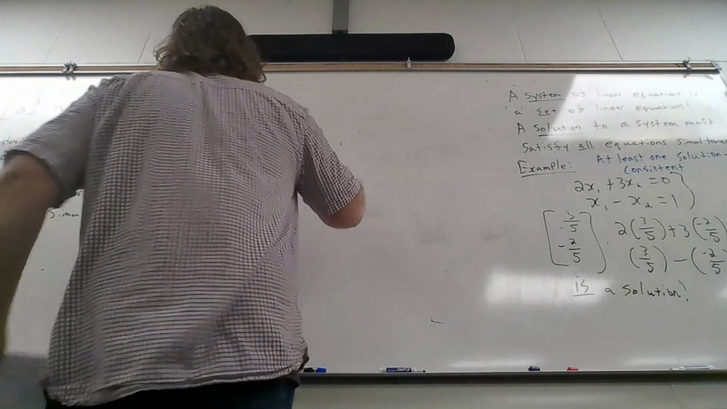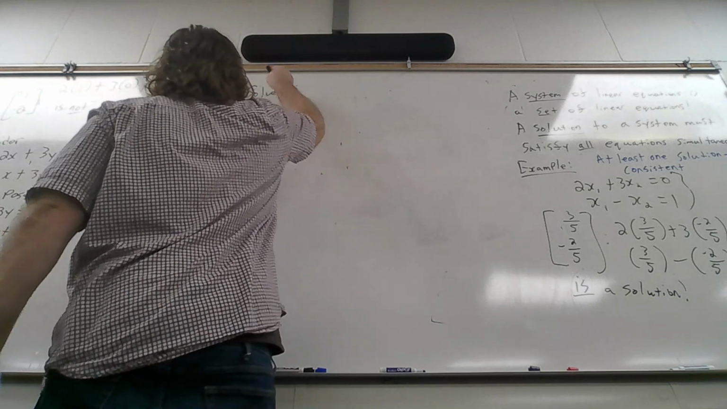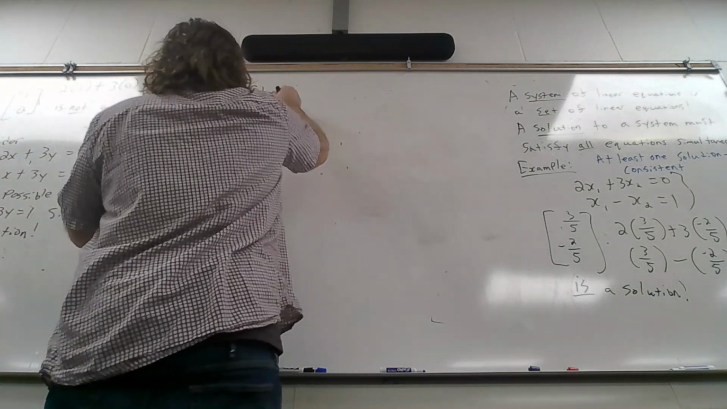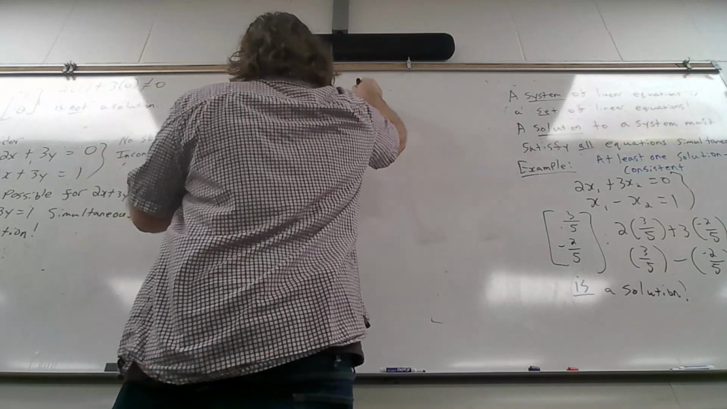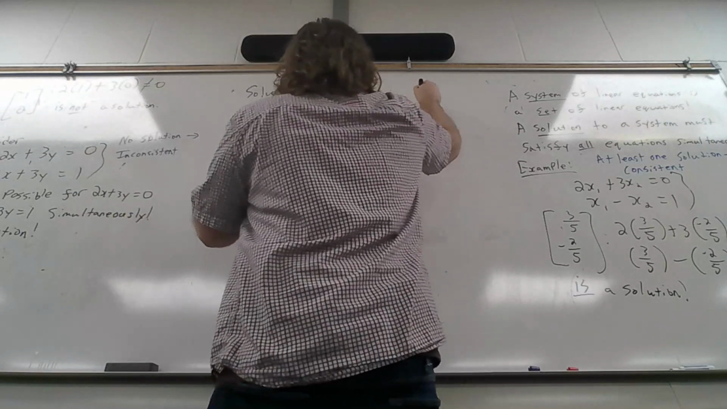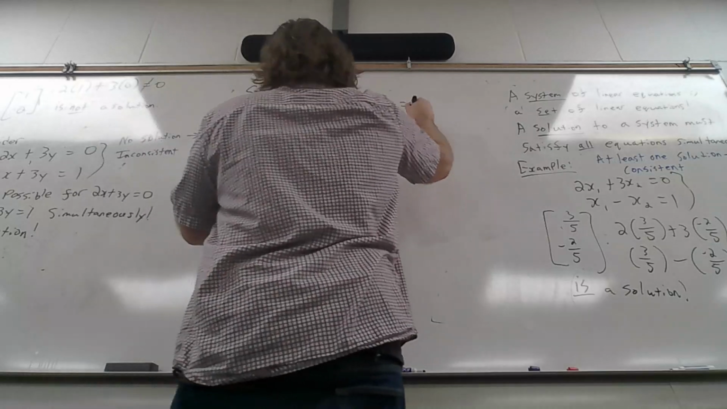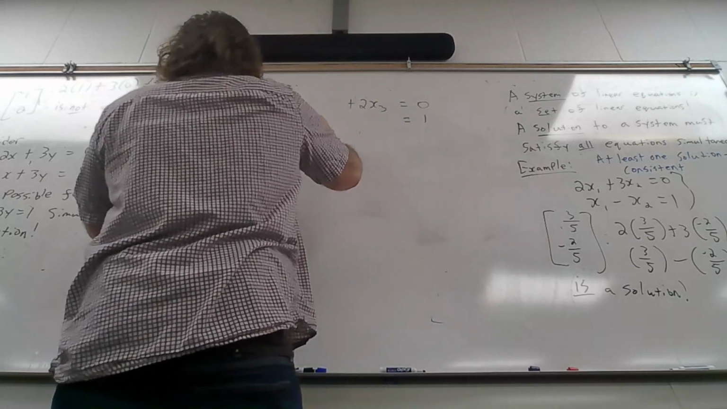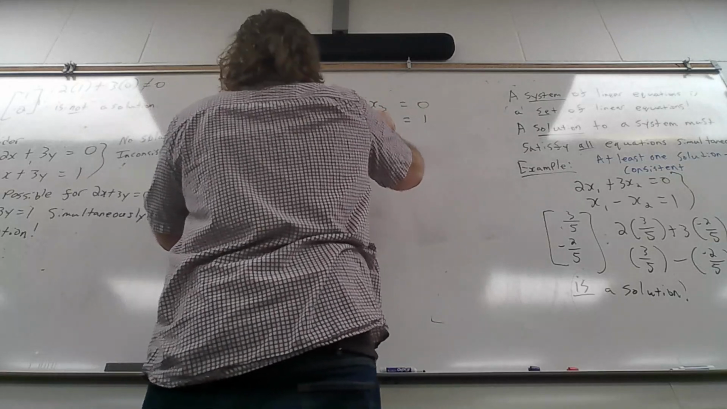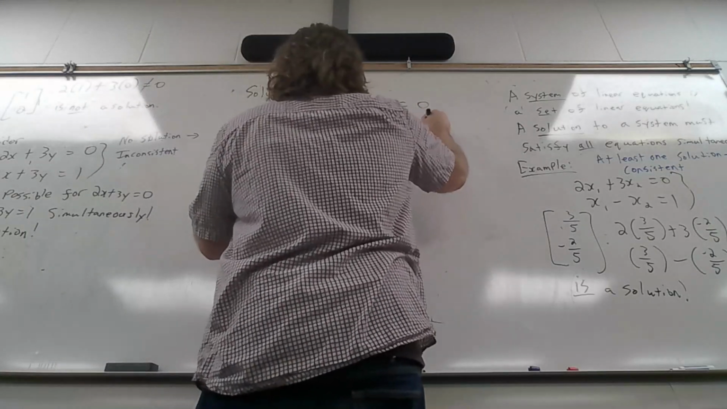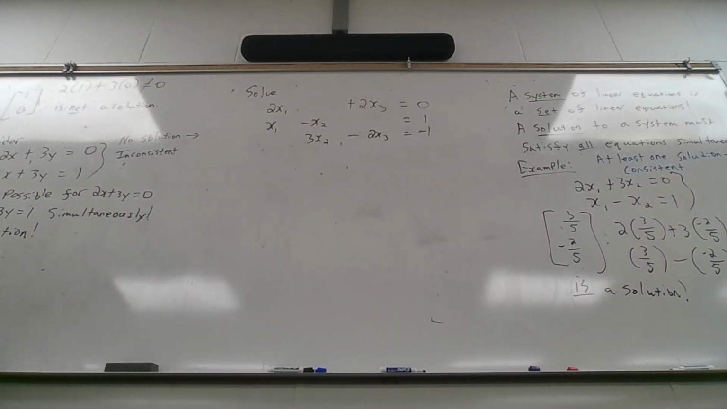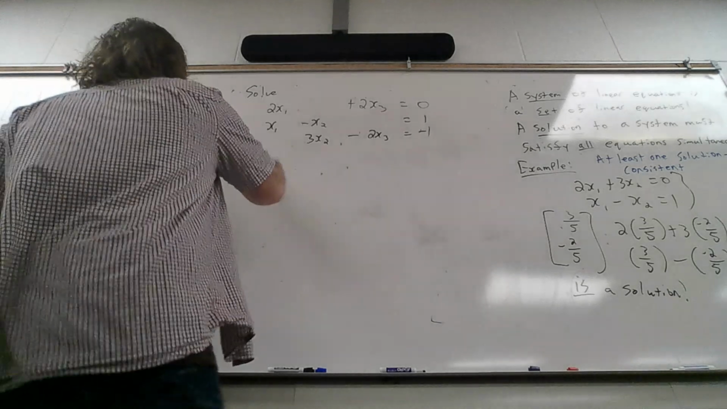So what I mean is let's solve the following system: ... plus 2x3 equals 0. x1 minus x2 equals 1. And 3x2 minus 2x3 equals minus 1. Okay, so the method we would use from high school, without knowing linear algebra, is what's called isolate and then substitute.